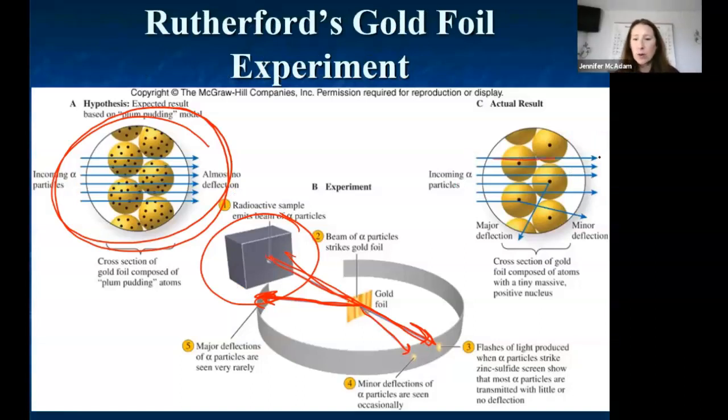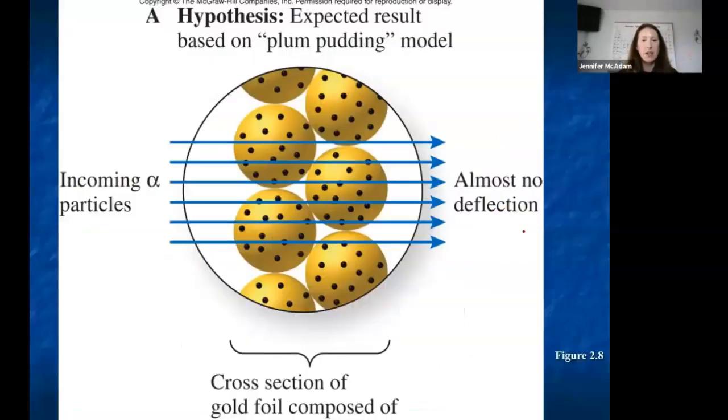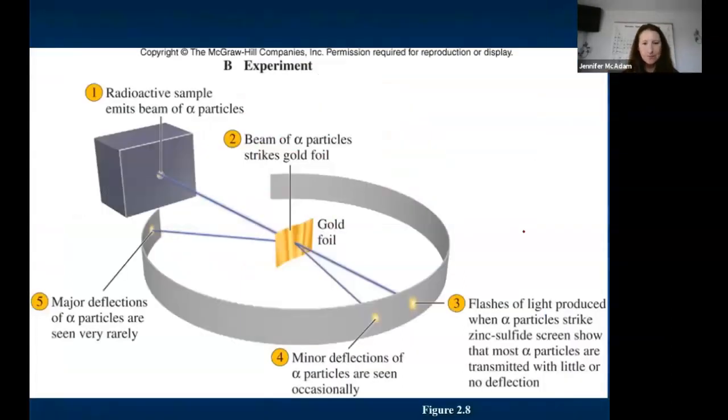So again, here's what happened. Most of them went right through. Some of them, though, had these major deflections. And that led us to believe that there's this nucleus that's very small, very tiny, very dense, positively charged. So here's what we thought: if JJ was right, this should have happened. But it turns out plum pudding is not the correct model of the atom. So we hit it with the gold foil, and again, most went right through. Some had a little deflection, but the strange thing, like a BB bouncing off tissue paper, would be crazy, but this is exactly what happened.